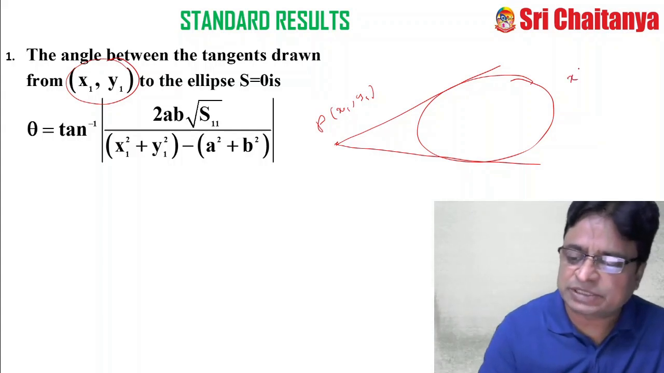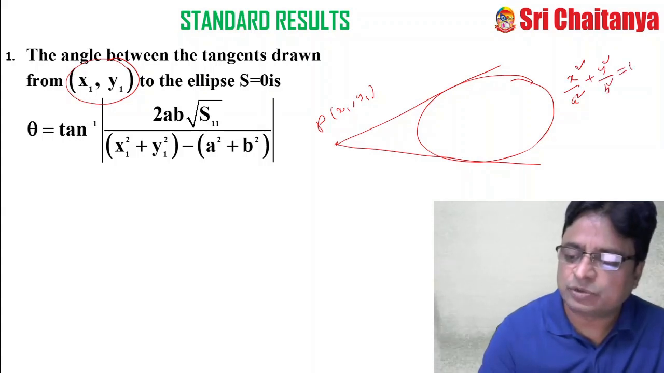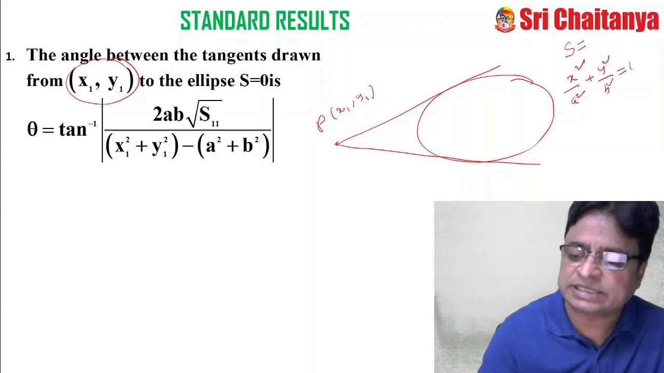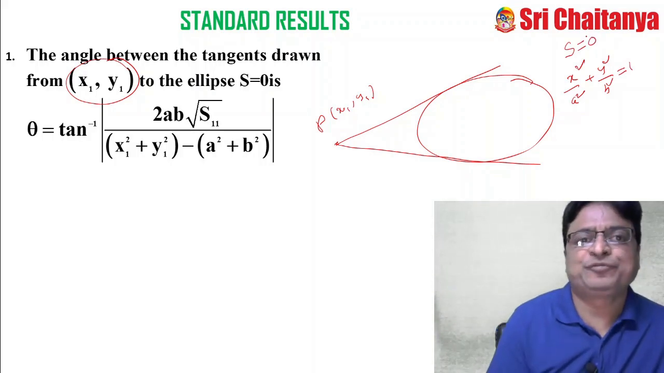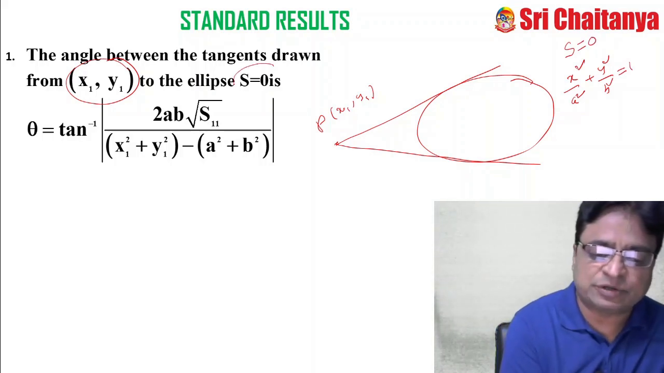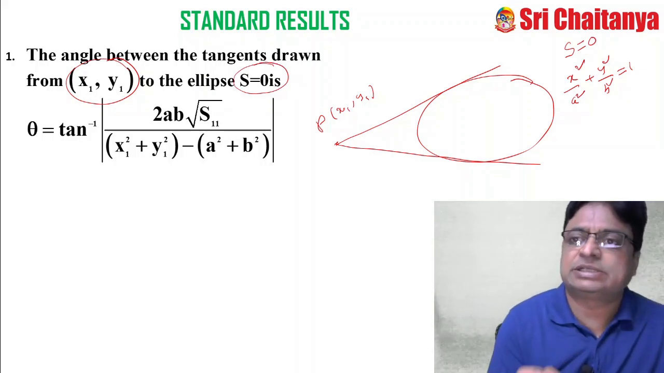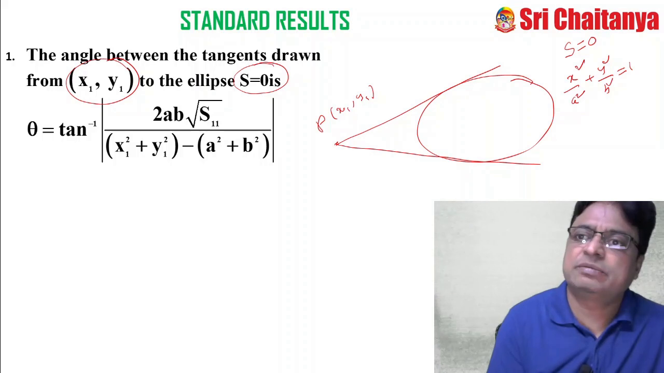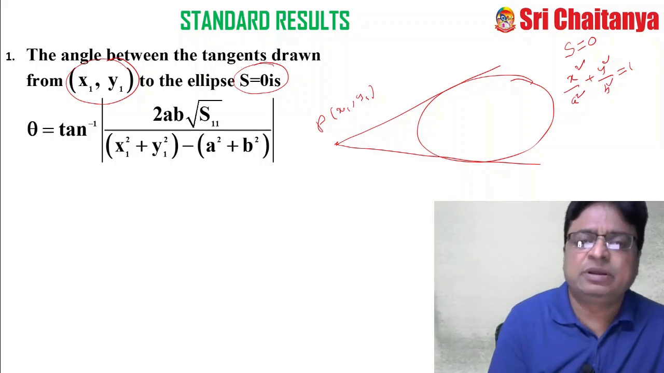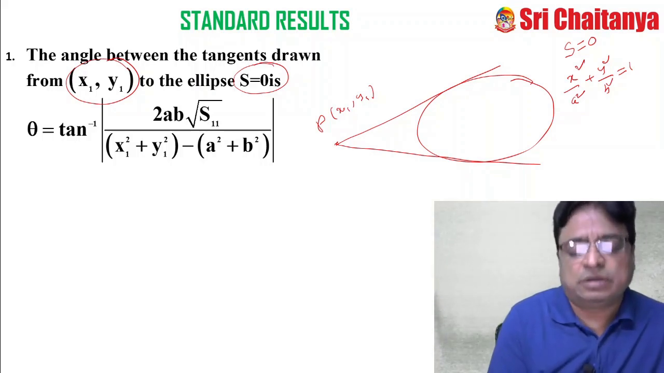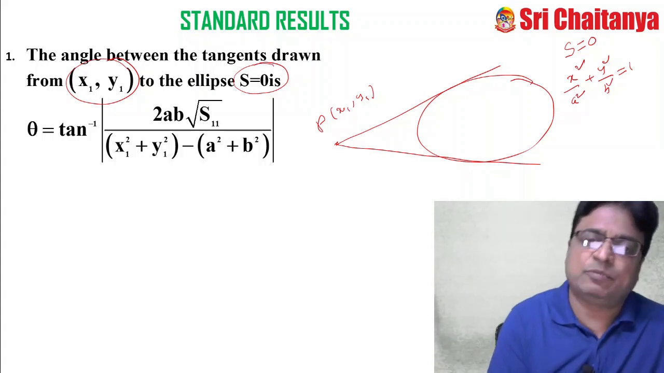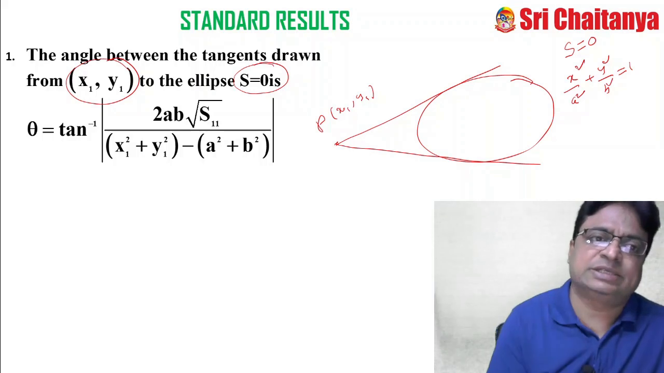This is my ellipse x square by a square plus y square by b square is equal to 1. In general I am considering this as S equal to 0. So as long as I mention S equal to 0 throughout this video, understand that it is the standard ellipse x square by a square plus y square by b square equal to 1. It is not necessary to concentrate on a greater than b or a less than b; for both cases it exists.